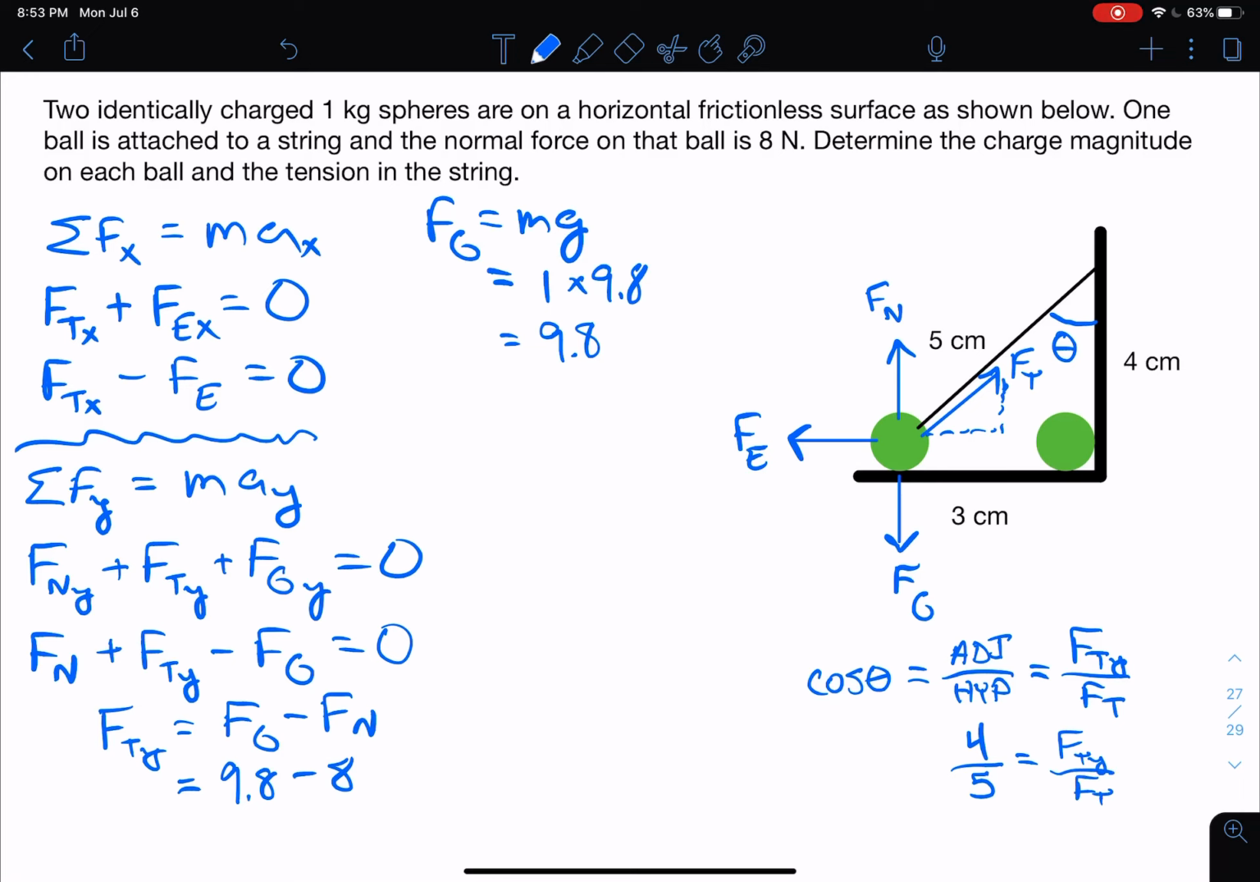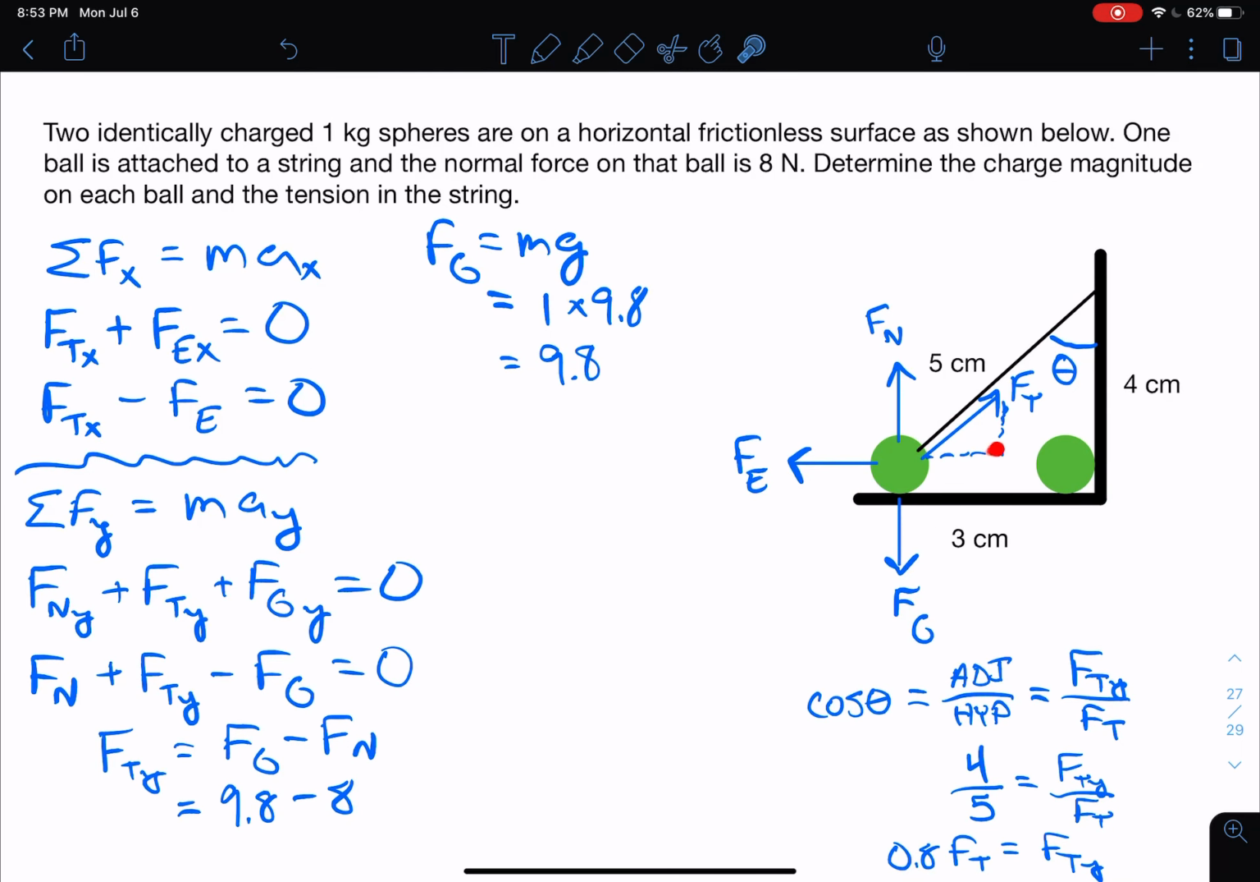And what that means is if I just solve for FTy, I'm getting 0.8 times FT equals FTy. It may not have been clear when I was doing my work, but in mathematical terms, we have two similar triangles. What we mean by similar is they have all the same angles. This is one of the triangles, this is the other one. These two triangles have all the same angles.